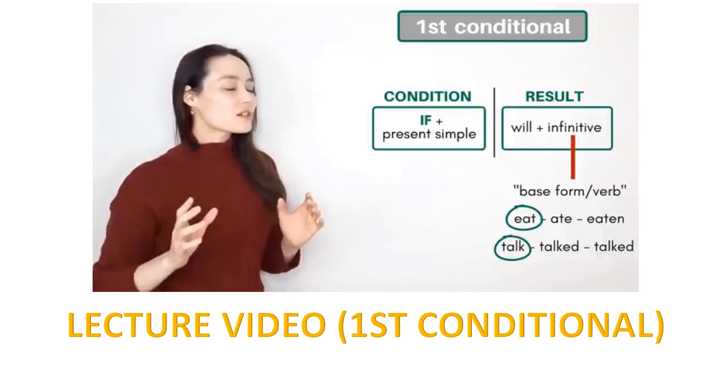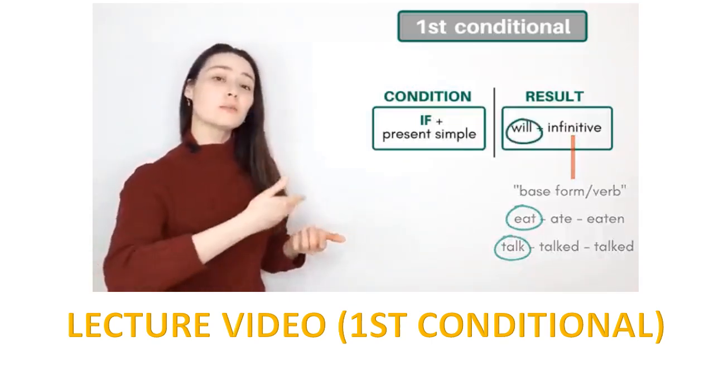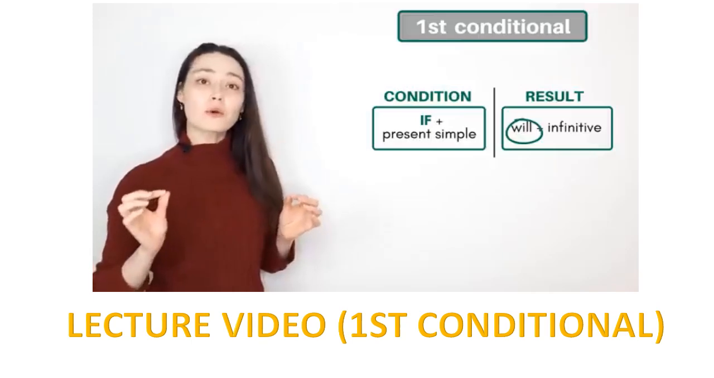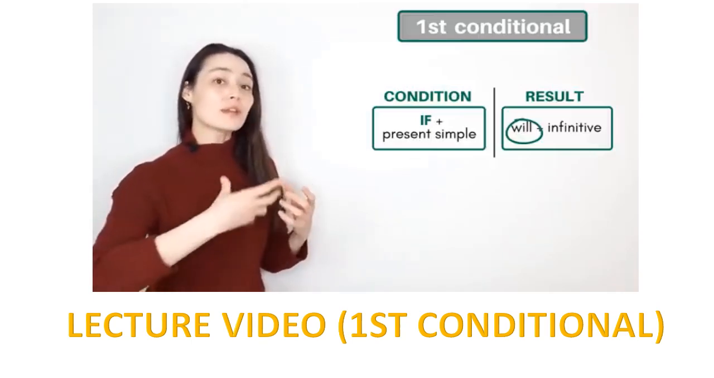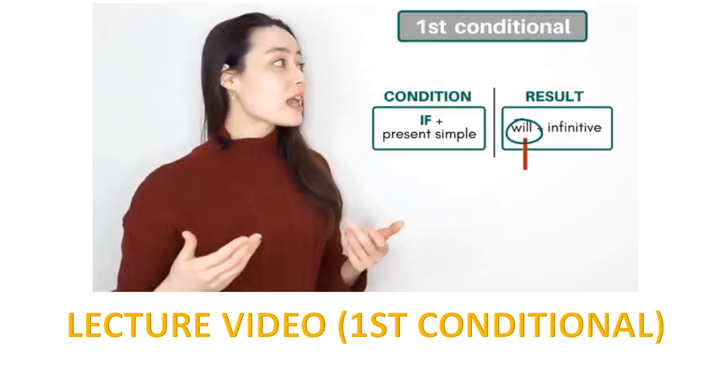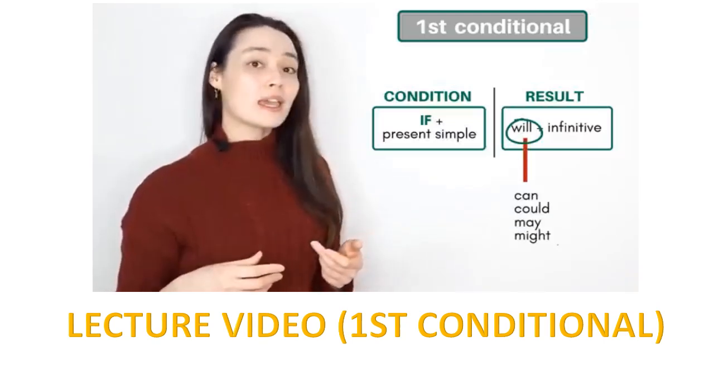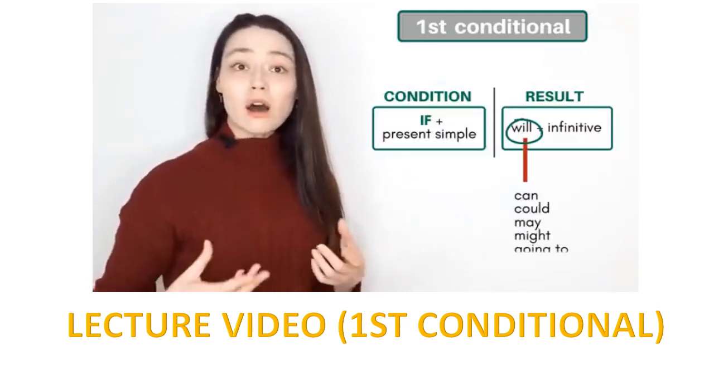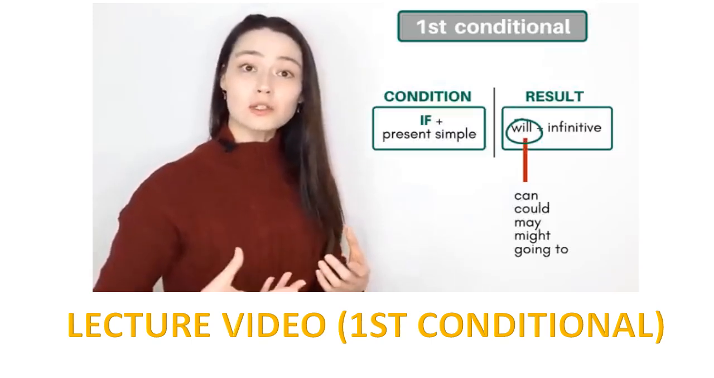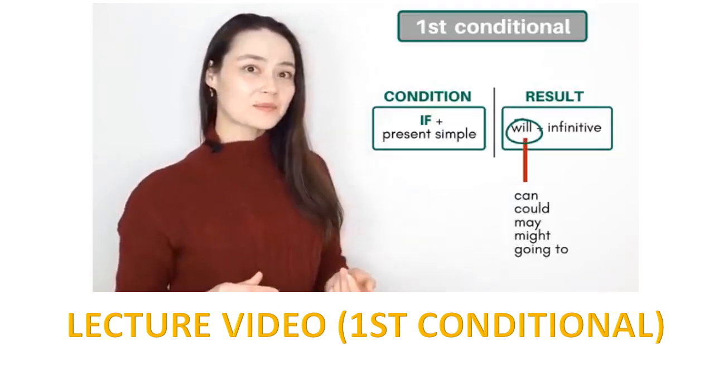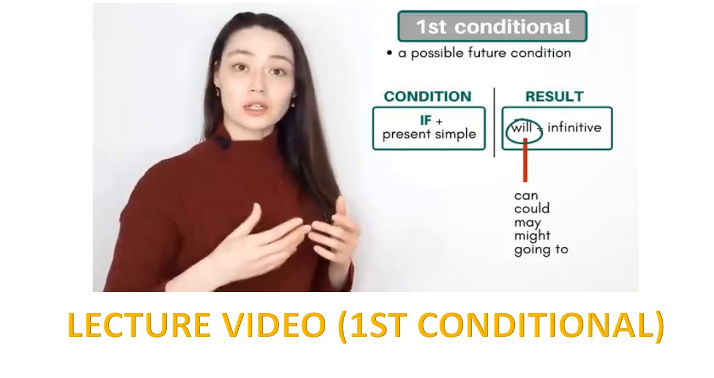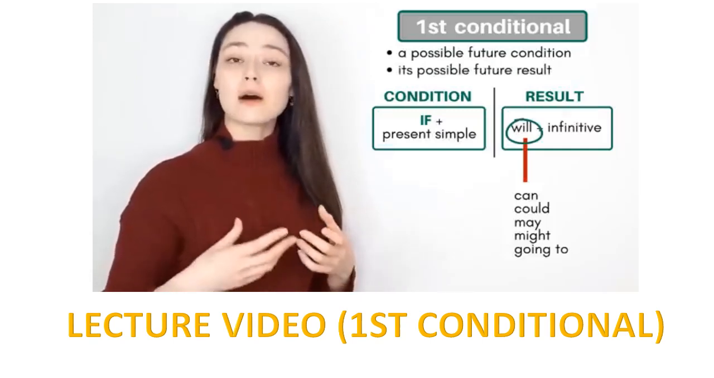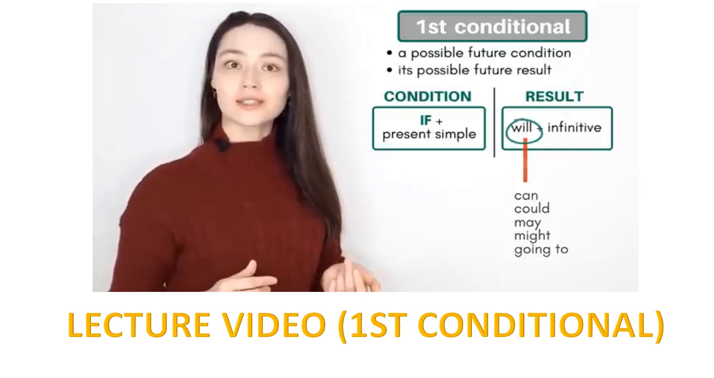In the first conditional, you'll often see will plus infinitive, but other modal verbs are perfectly fine. Any modal verb that can give you that future feeling: can, could, may, might. We can also use going to, because going to is a future form. We use the first conditional for a possible future condition and its possible future result.